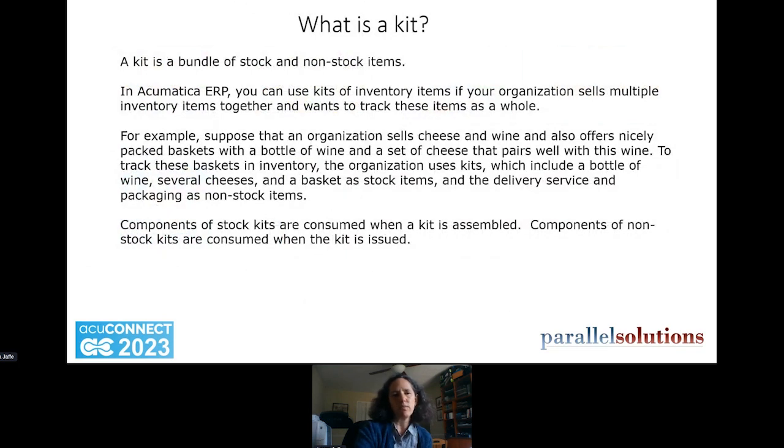A kit is a bundle of stock or non-stock items. In Acumatica, you can use kits if your organization sells multiple inventory items together and you want to track those items as a whole. So for example, this is straight out of the Acumatica help, but it's a good one. Say your organization sells cheese and wine and you put those together in baskets and send them to the customer along with some non-stock items, the delivery service and the packaging. You could set up a kit for that. The components of the stock kit, I should say, are consumed when you put the kit together, when it's assembled. Acumatica supports both stock and non-stock kits. In the case of non-stock kits, the components are consumed when the kit is issued. And we'll see some examples of both.